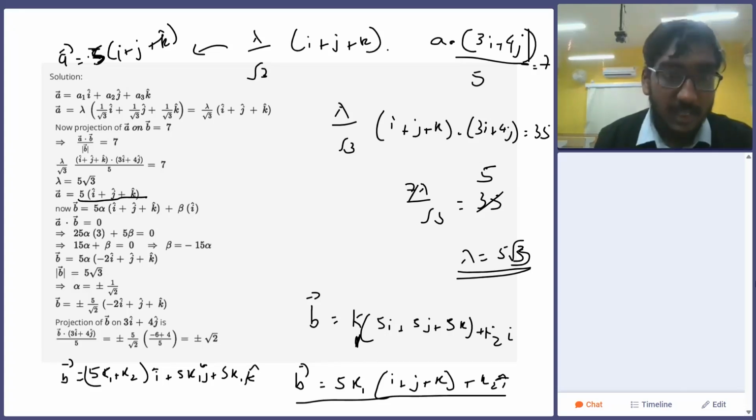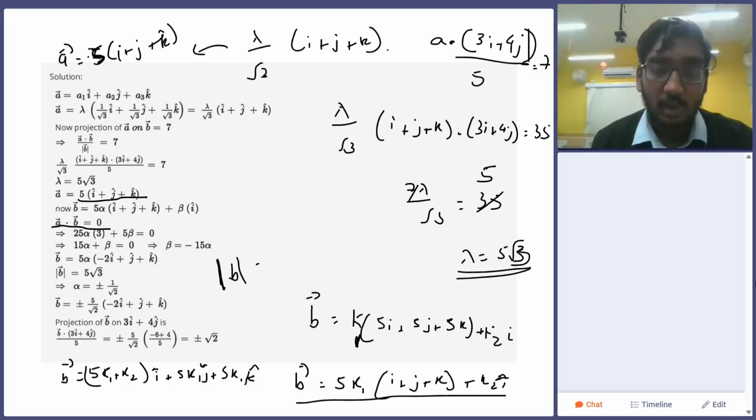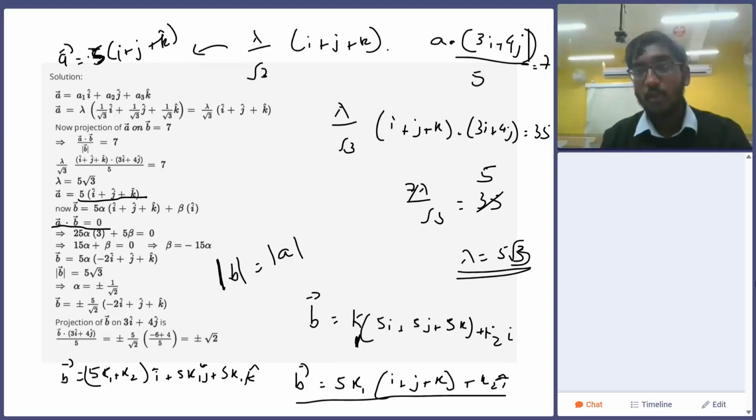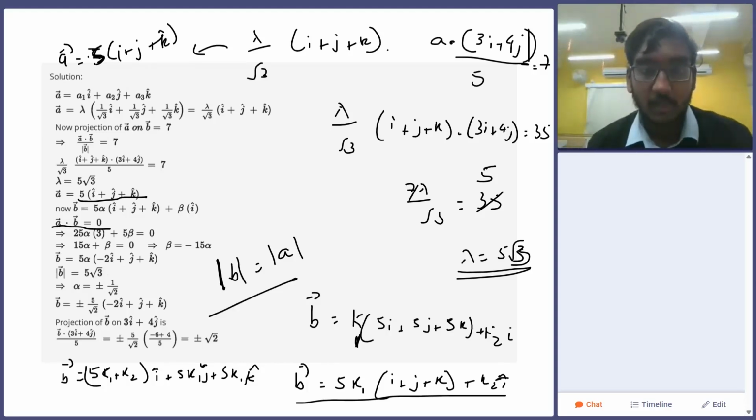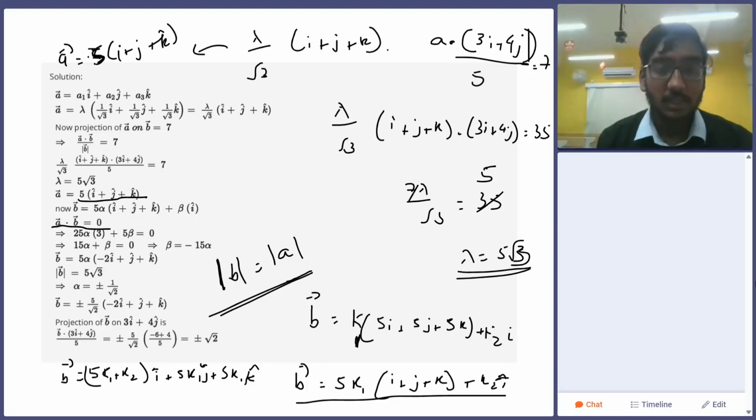And the condition is what? A dot B should be 0. Okay, so you just take the dot product. In case you equate it to 0, what you will be getting is some expression. And you also know that mod B is the same as mod A. Why? Because B is formed from a rotation of this vector A, right? So the amplitude will not change, it will remain the same. Okay, only the direction will change. So using this you will get one more expression, and if you solve you will clearly get the vector B also. Okay, vector B will also be determined easily once these two things are done.